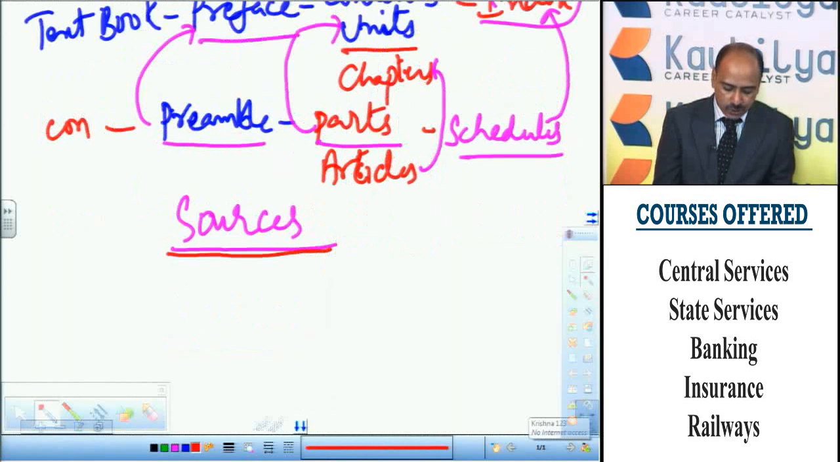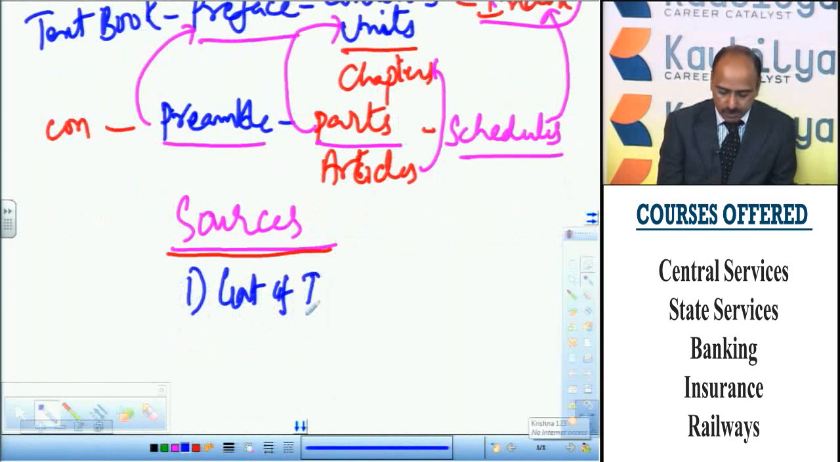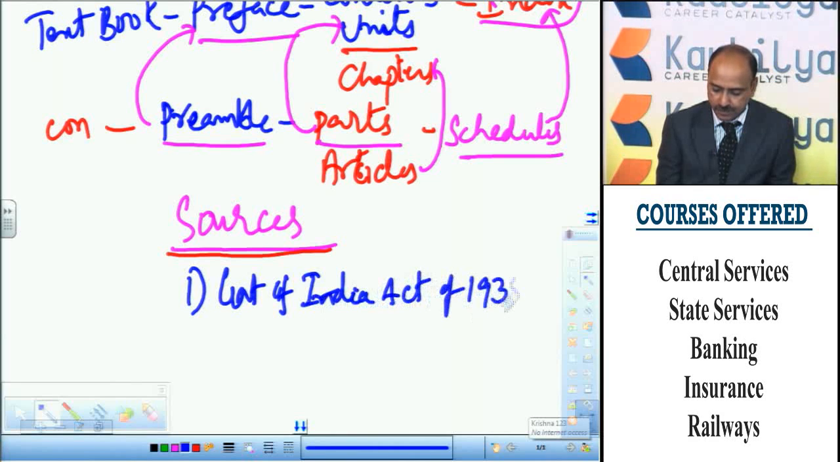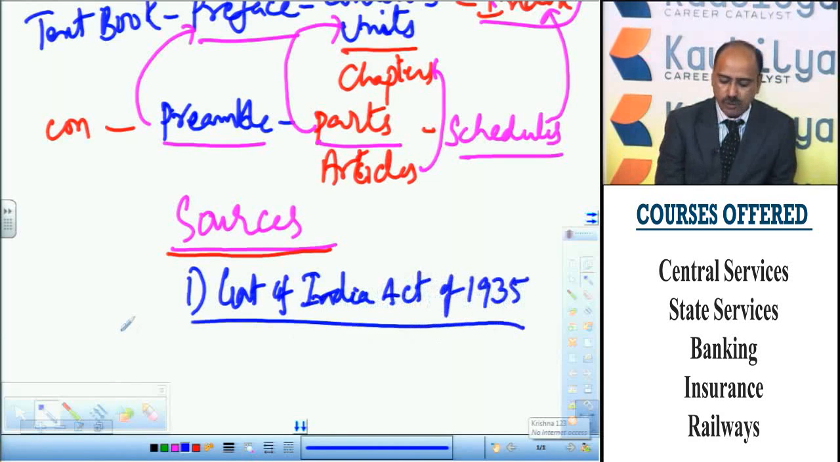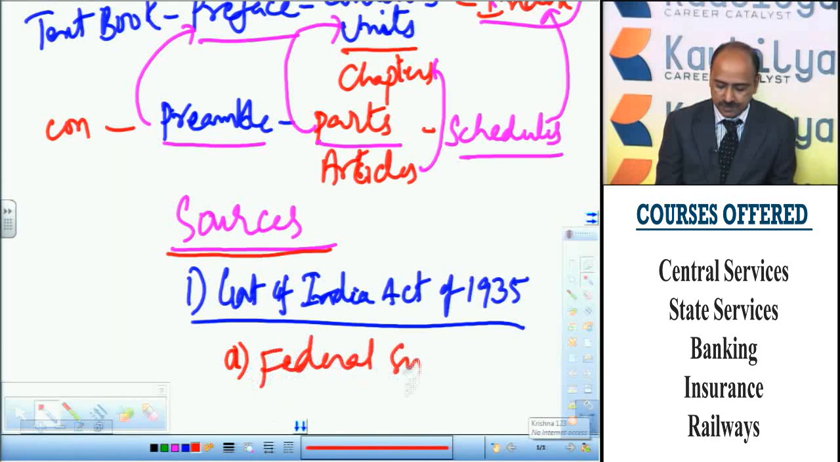The most important source of our Constitution is the Government of India Act of 1935. We borrowed different concepts from this Act. The federal system of government we borrowed from the Government of India Act 1935.